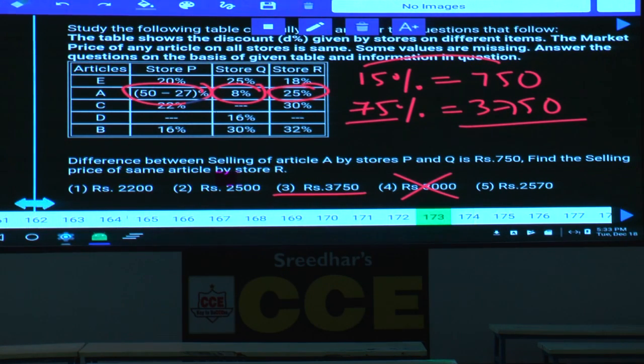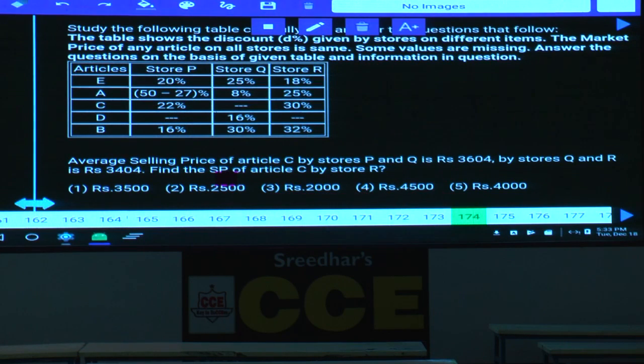Are you okay? Come on, next. Average selling price of article C by PQ is 3604 and by QR is 3404. Find the selling price of article C by R.